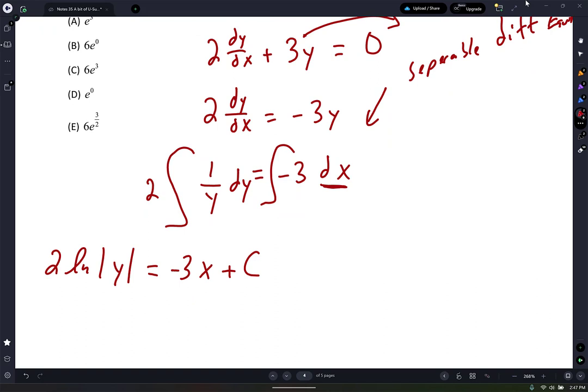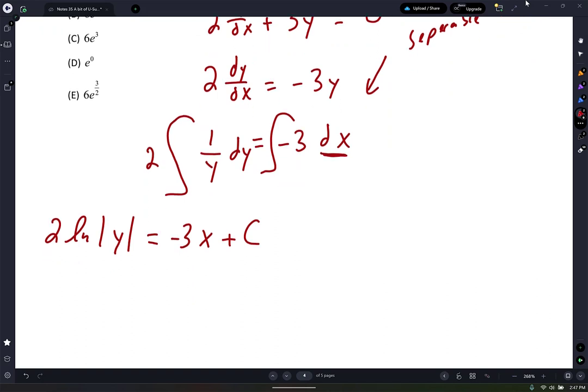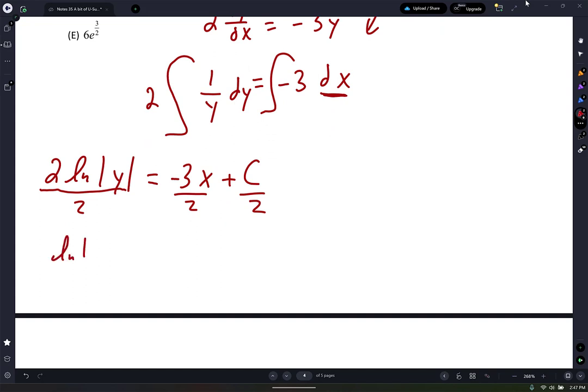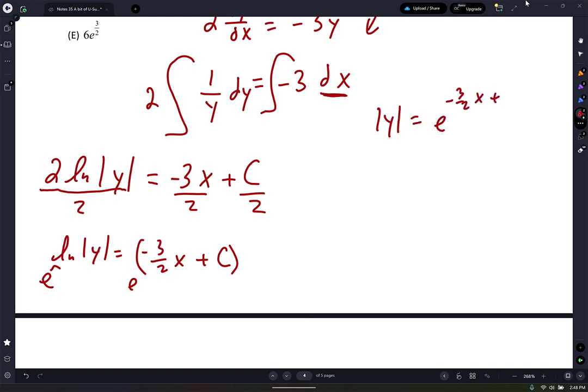All right, I need to get the y by itself, guys. Before I can do that, I need to divide everything by 2. I'm going to divide both sides like this. C divided by 2 is still a constant, so I'm going to have ln of y equals negative 3/2 x plus c. C divided by 2 is still a constant, guys. So don't make life harder on yourself by doing C divided by 2, because then you're already fixing C to a value. All right, next, I need to get rid of that ln. So I'm going to do e. Whatever you do to one side, you do to the other. So now I have absolute value of y equals e to the negative 3/2 x plus C.